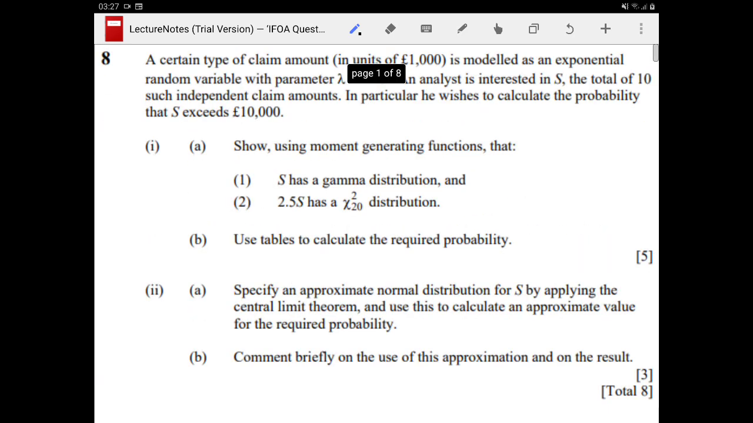As usual, I'll read the question through with you. You then pause the video, attempt it on your own, and then come back for the answers. Okay, so the question reads as follows.